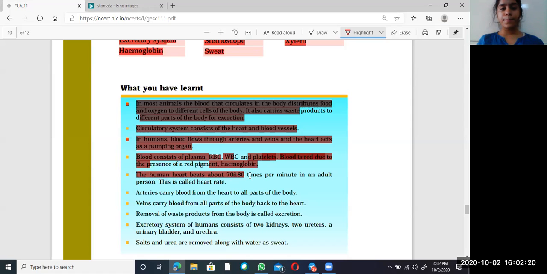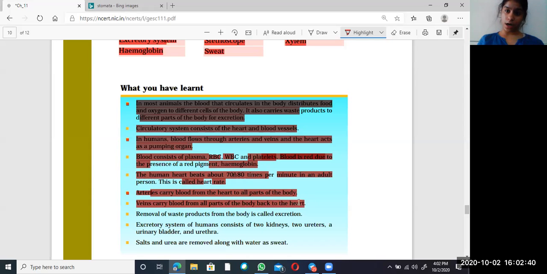Human heart beats about 70 to 80 times per minute. अभी मैंने आपको discuss करा था about heartbeat. It's called the heart rate. Heart rate कह लो, heartbeat कह लो. Arteries carry blood from the heart to other parts of the body. Veins carry blood from the parts of body back to the heart. Opposite काम होता है. Removal of waste products is called excretion.